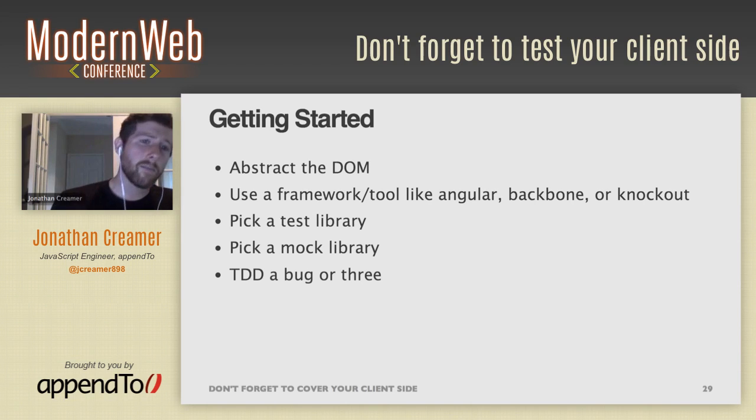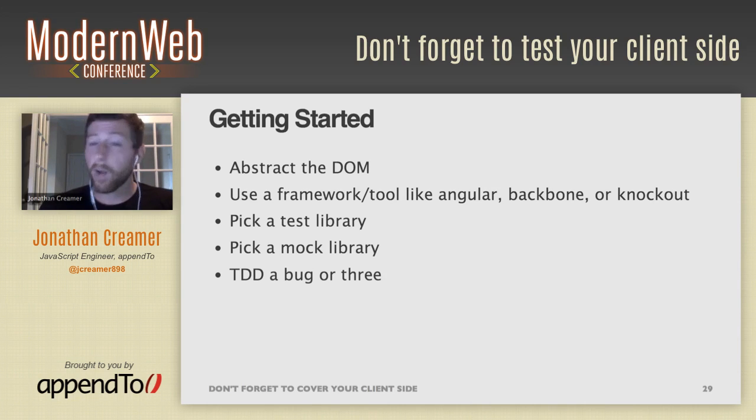So the second step is picking a testing library. I've mentioned Jasmine a few times, but there's also Mocha and then QUnit. And QUnit is actually what we're going to talk a little bit more about today. But those are the three biggest ones, I think. There's probably lots more out there that I haven't mentioned, but you need to pick a testing library.